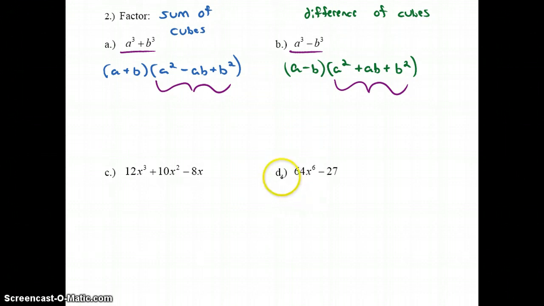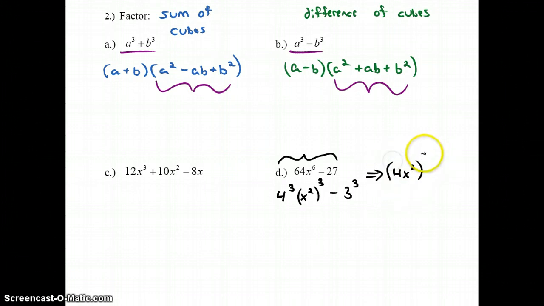Now, I'm going to skip over to D, because this looks to me like a difference of cubes problem. If we can set this up to be some cube minus some other cube, that will make this a lot easier. For example, 64, that is 4 cubed. X to the 6th, well, that's really x squared and then cubed. Negative 27, that's minus 3 cubed. So what this problem's really telling us is we've got 4x squared quantity cubed minus 3 cubed.